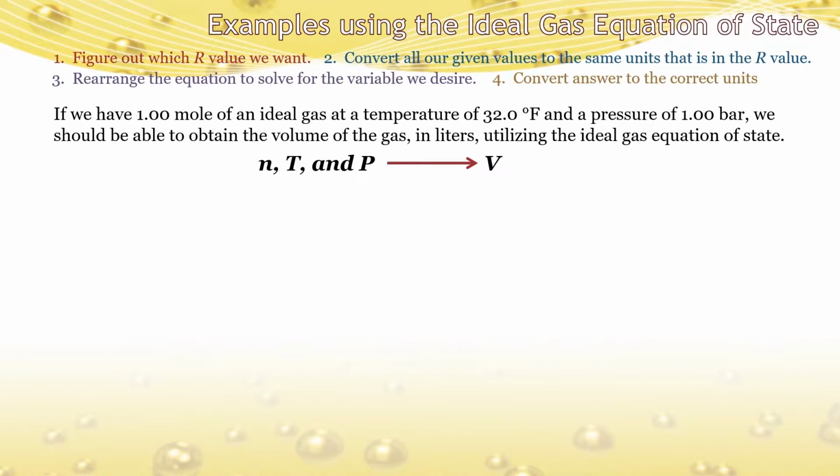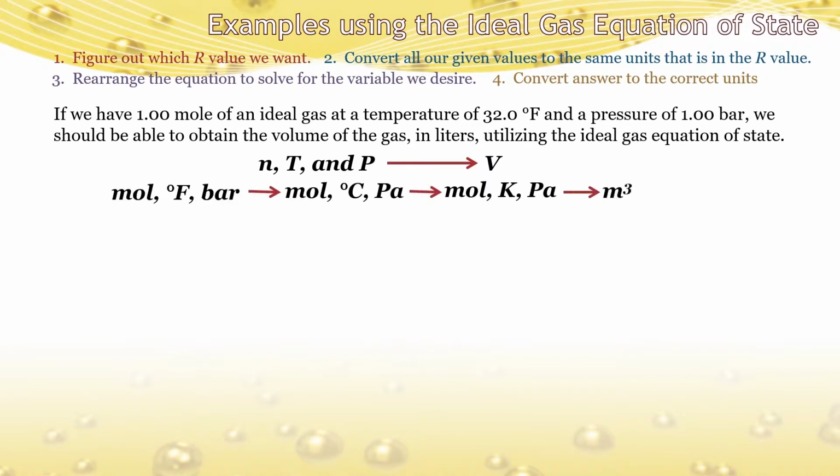Now, I tend to only remember one value for R, and that is the SI version, which is R equals 8.314 joules per mole Kelvin, which is equivalent to 8.314 Pascal meter cubed per mole Kelvin. So my solution map is modified just a bit, since many of the given values in the problem statement are not in the same units as my R value, so will not cancel out correctly when I use my preferred value for R in the equation of state.